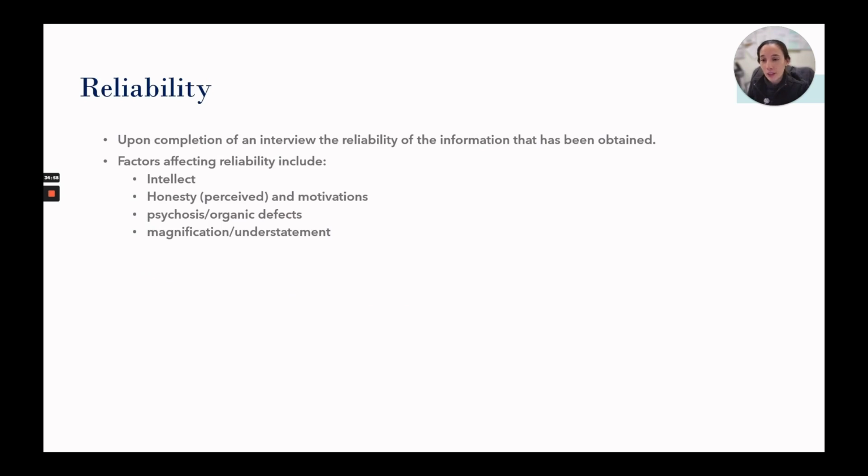There's also reliability. Upon completion of an interview, we consider the reliability of the information that has been obtained. Factors affecting reliability include intellect, honesty, how we perceive their honesty, and motivations, psychosis and organic deficits, and magnification and understatement.